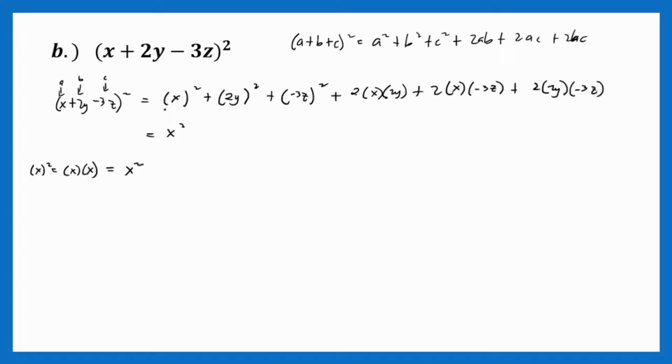Next, we're done with this one. Ito naman, yung 2y squared. So that's 2y times 2y. Okay? Times mo to ng dalawang beses. 2 times 2 is 4. Y times y is y squared. Diba? 1 plus 1 yun. Kaya siya naging y squared. So, plus 4y squared. Next.